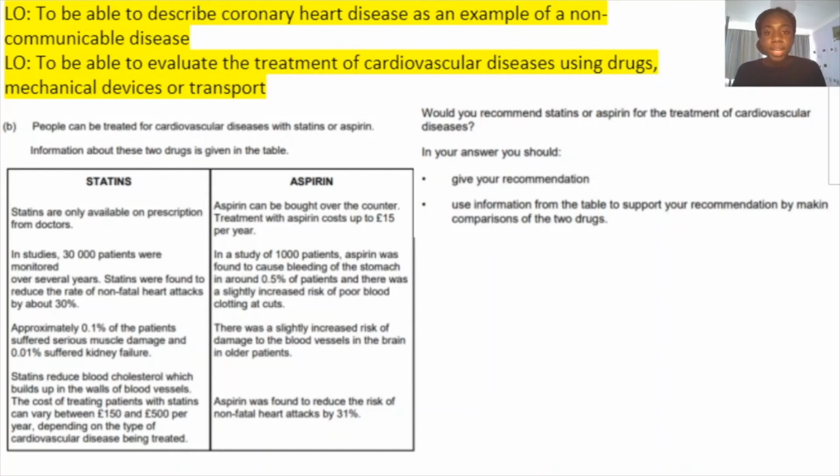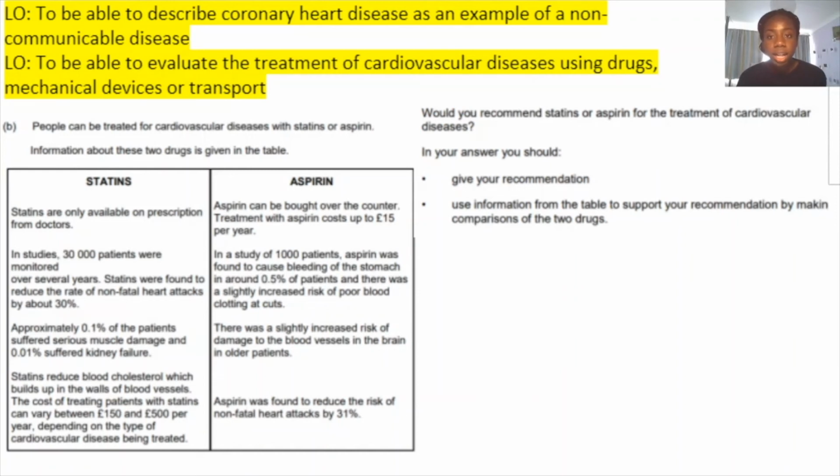For our second word example question, please have a go at it yourself and then I will walk you through it. So this is essentially a comprehension and evaluation question. People can be treated for cardiovascular diseases with statins or aspirin. Information about these two drugs is given in the table, so make sure you've read all that information. Would you recommend statins or aspirin for the treatment of cardiovascular diseases?